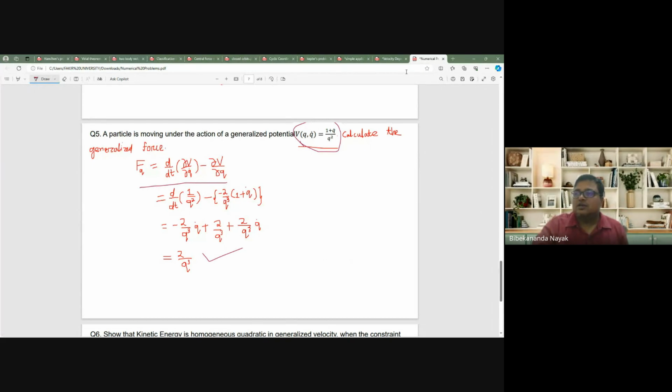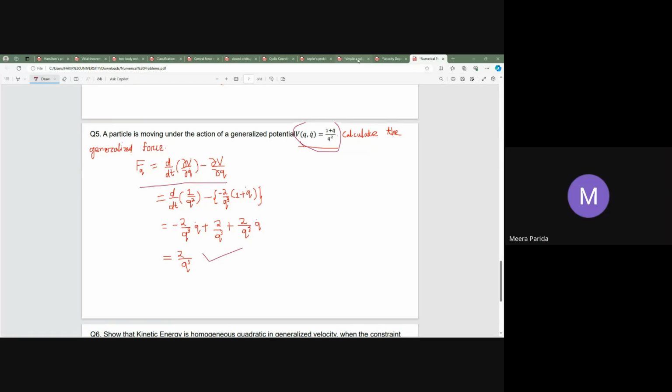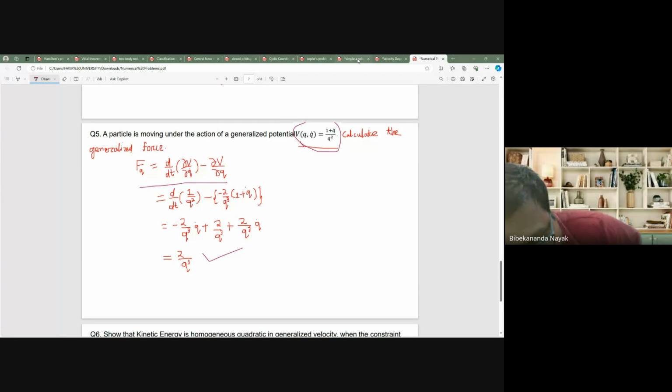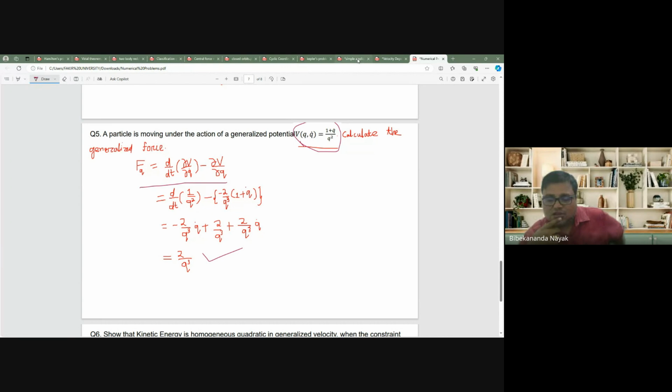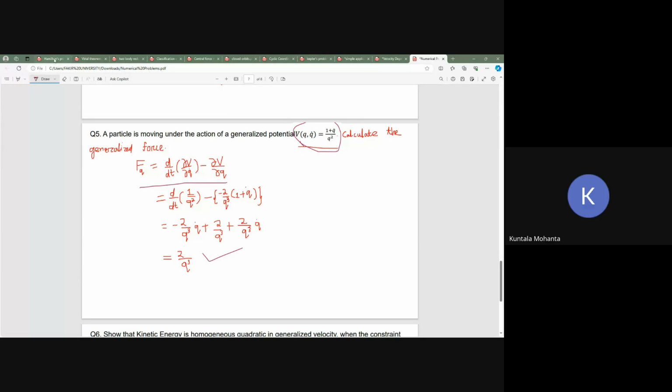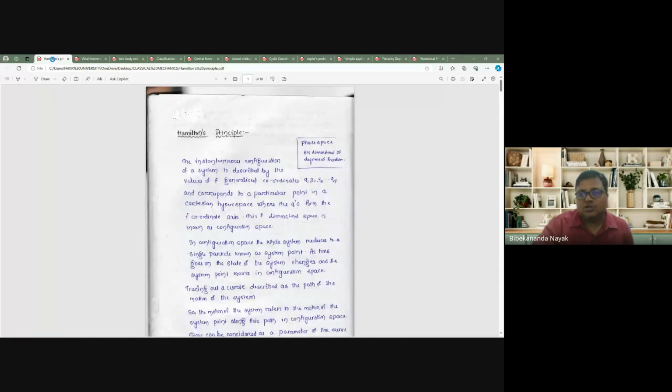Then this is over. Then the simple pendulum velocity numerical. Now clear? Hello? This is all about your Lagrangian formulation. Any doubt? No? Okay, we proceed further. Hello? Yes, sir. Okay.